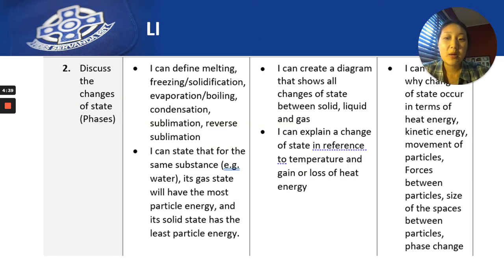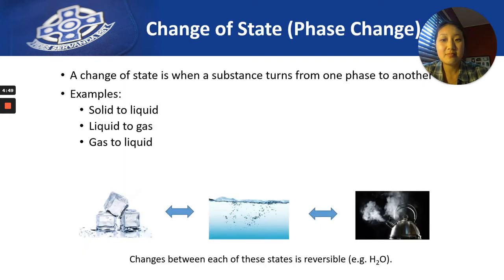So today we're going to move on to the next learning intention, which is going to be about changes of state or changes of phase. A change of state is when a substance turns from one phase to another. There are three phases or states of matter: liquid, solid, and gas. A phase change may include solid converting to liquid, liquid becoming gas, and gas to liquid. And changes between each of these states are reversible.